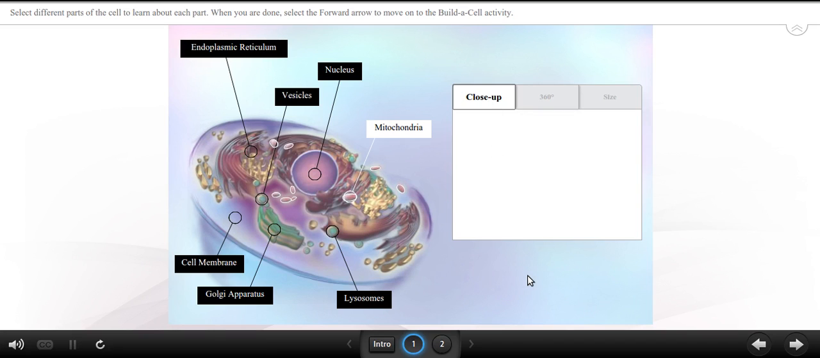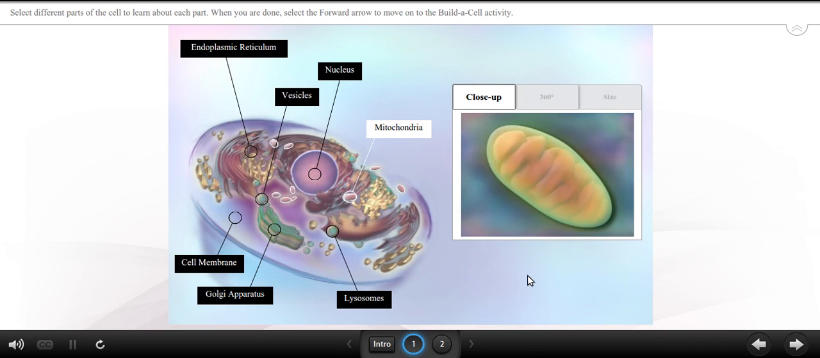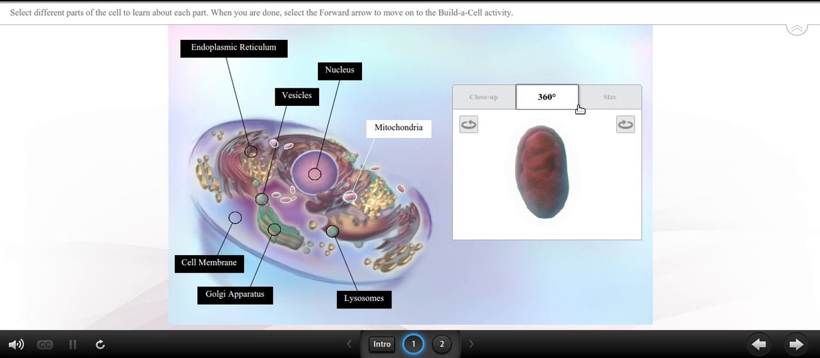Mitochondria are the site of cellular respiration. Mitochondria generate ATP, which is the main energy source for cell processes. The inner membrane of a mitochondrion is greatly folded to create a large surface area inside this organelle.